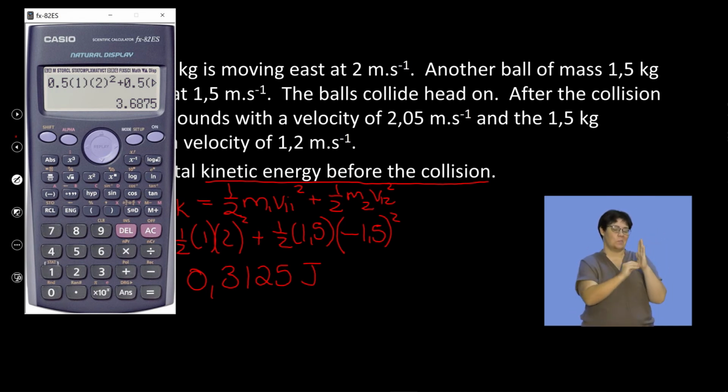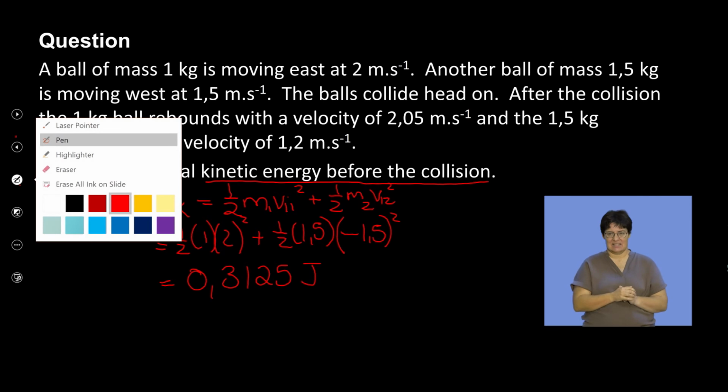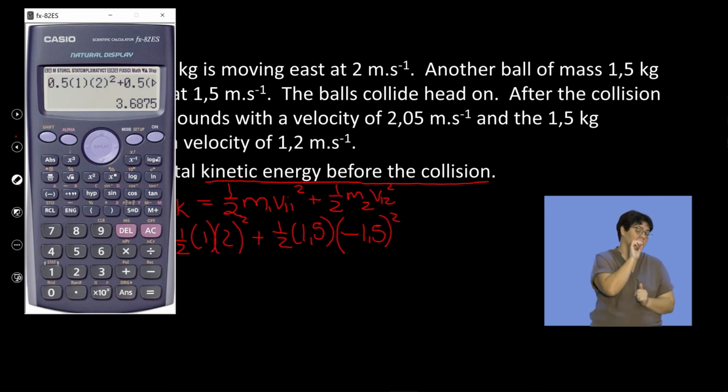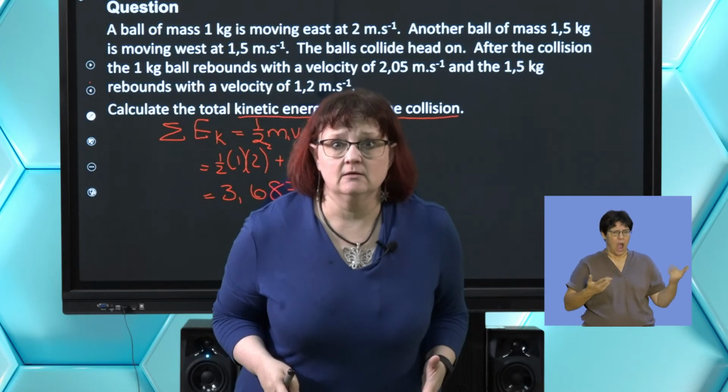Okay, so now we've got 3.685. So let's just fix this. And you know what? We all make mistakes, and it's fine. It really isn't a problem. So let's just go back and look again. 3.685. So let's put that in. Not with the eraser. Here we go. 3.6875 joules. Okay.